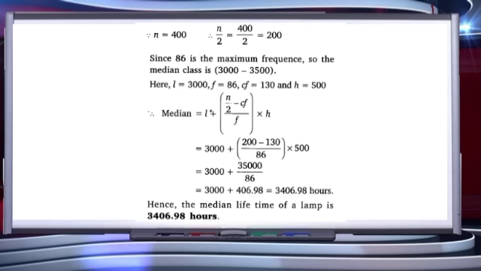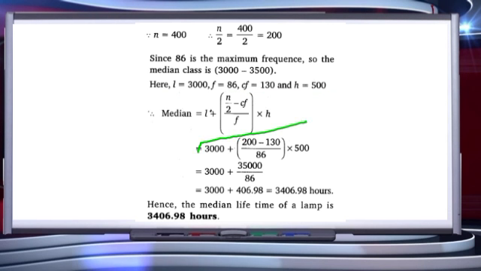So thus, as n is 400 over here, n by 2 becomes 400 by 2, that is 200. Since 86 is the frequency of the median class, the median class is 3000 to 3500. So the lower limit of this interval is 3000 and frequency of that class is 86. Students, we always consider the cumulative frequency of the previous class, so that is 130, and height of each class is 500.